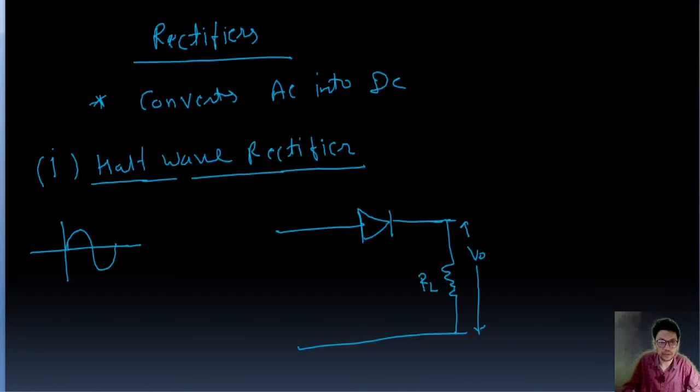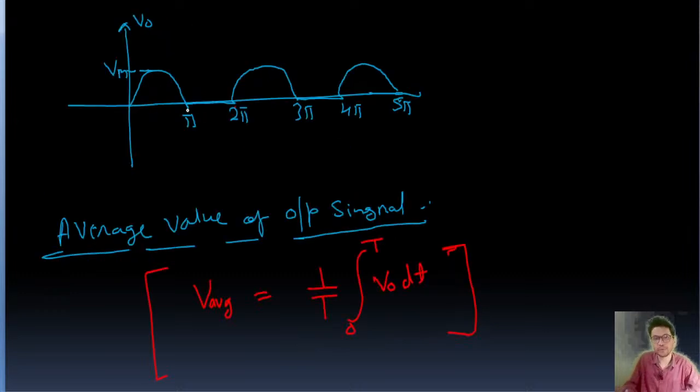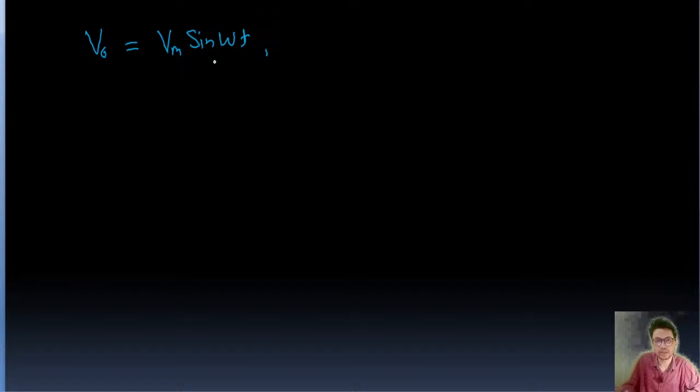Now we have V naught, where Vm is the input voltage. So we have the voltage Vm sine omega t. I'm talking about the half wave rectifier, between 0 to pi. So V naught is Vm sine omega t when t is between 0 to pi.